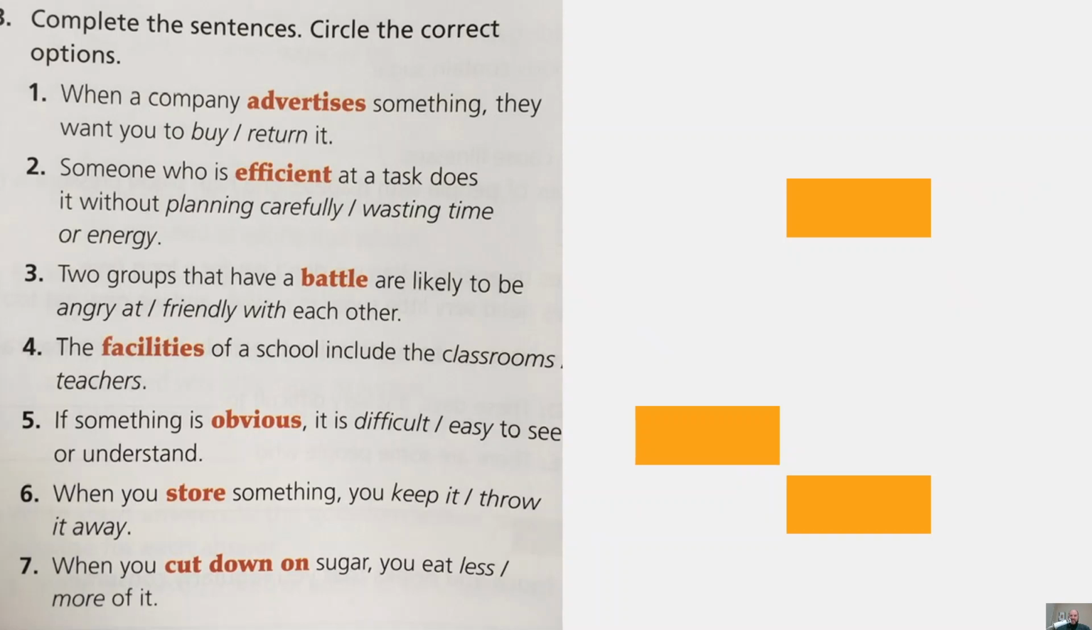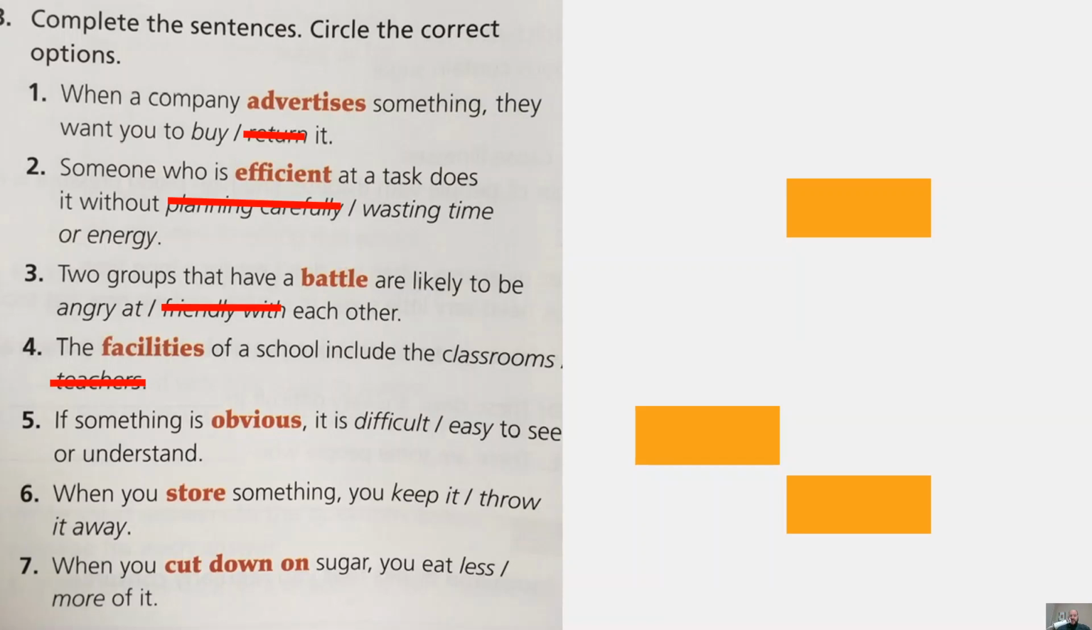Okay, let's complete the sentences. When a company advertises something, they want you to buy it. Someone who is efficient at a task does it without wasting time or energy. Two groups that have a battle are likely to be angry at each other. They're fighting. Battling is fighting. The facilities of a school include the classrooms and the equipment and all of that stuff, but not the people.